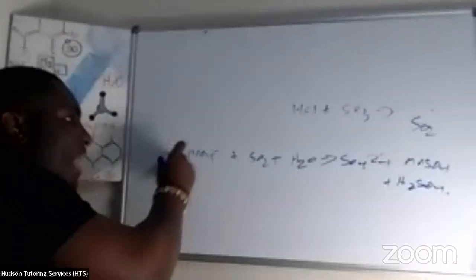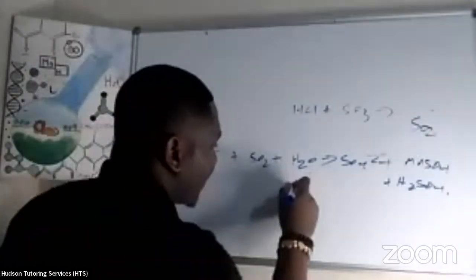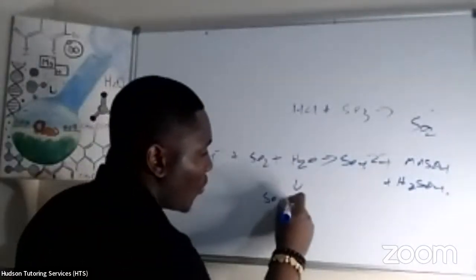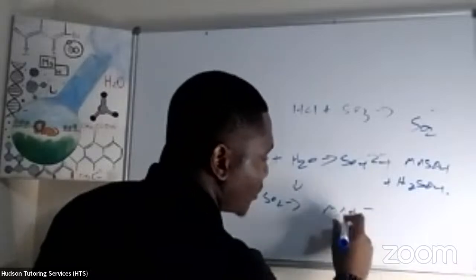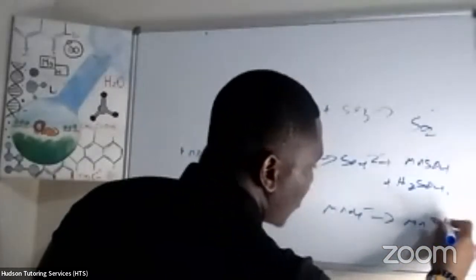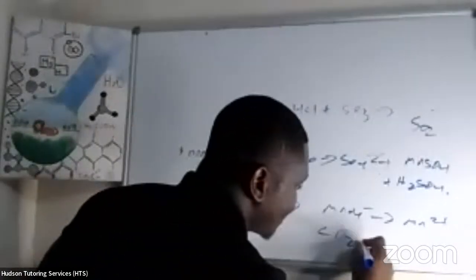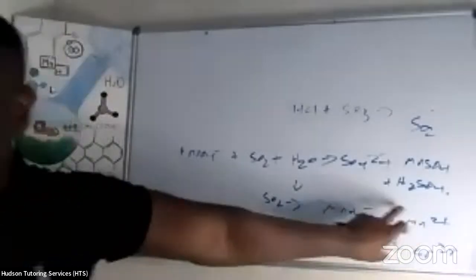You don't necessarily need to write this extensive reaction. All you could do to explain is that the SO2 will change the MnO4 minus to Mn2 plus. Whilst if it is Cr2O7 2 minus, it will change to Cr3 plus. This is a shortened version that you can use, especially at your level. All right, good. Let's continue.